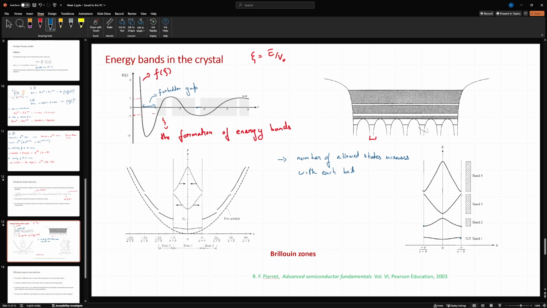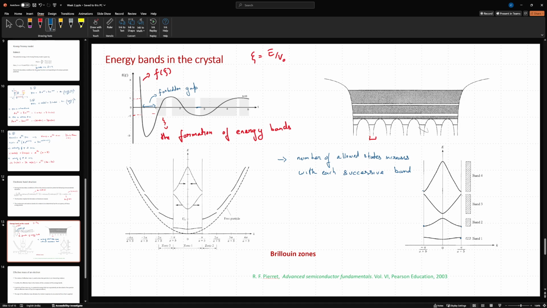Not with each band, each successive band. So essentially, what I mean here is, if I consider the number of allowed energy levels in the first band and the second band, the number of allowed energy levels in the second band is going to be higher. Between the second band and the third band, the number of allowed energy levels is going to increase further. Essentially, the spread of the energy values is going to be higher.